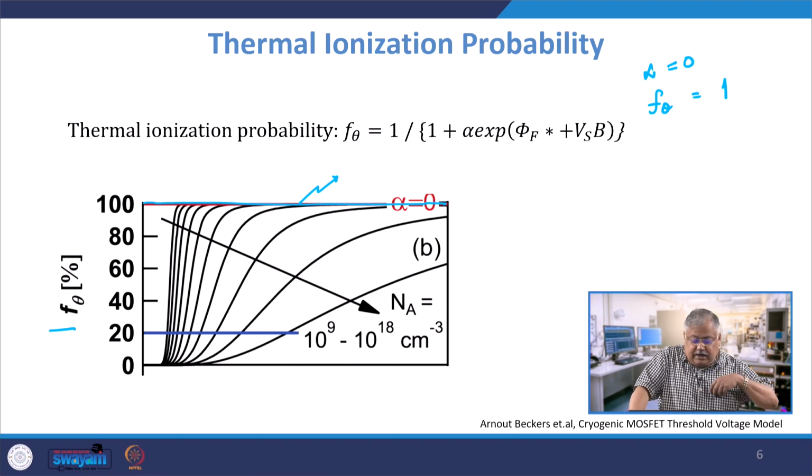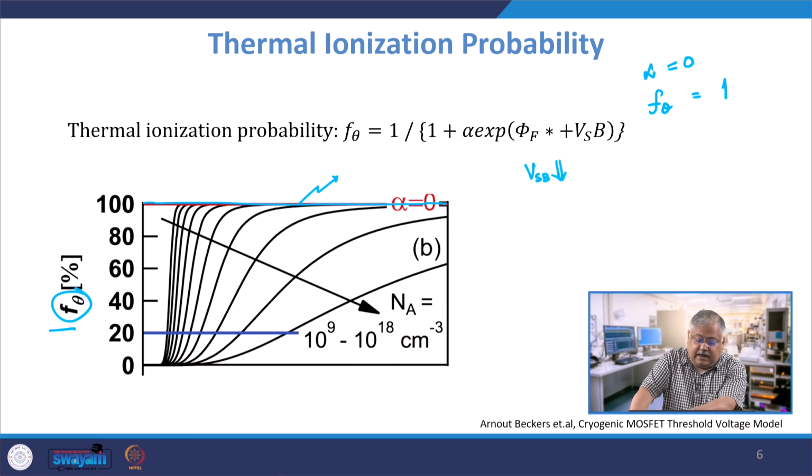Now, let us see what happens if alpha is a lower value, and we are varying f theta with respect to VSB, the source to bulk voltage. As you can see, at very low values of source to bulk voltage, f of theta is relatively small, and that is expected. At low values of VSB, this falls down, and your f of theta is relatively small in that case.